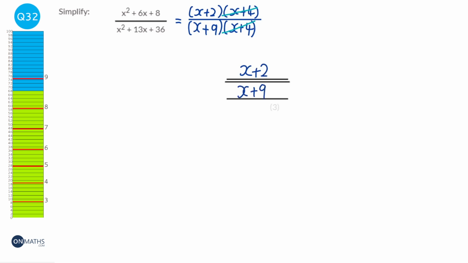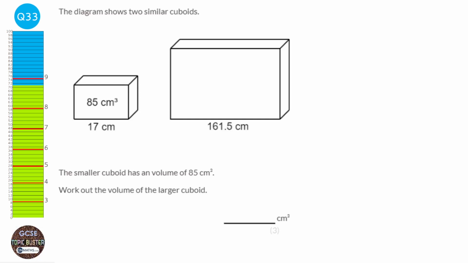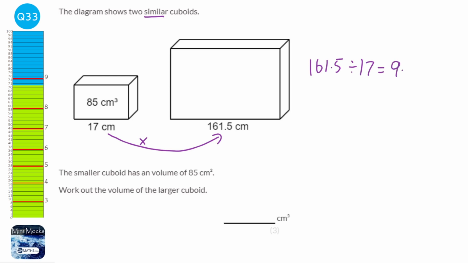So we know these cuboids are similar, so they're going to have a scale factor, and we can work out the linear scale factor, and to do that we've got to work out what we times 17 by to get to 161.5. So we'll do 161.5 and divide it by the smaller one, which is 17, and that's 9.5. So the linear scale factor is 9.5.